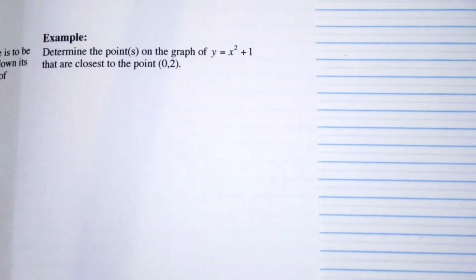So let's try one last example of an applied optimization problem. Here we're asked to determine the points on the graph of y equals x squared plus 1 that are closest to the point (0, 2).